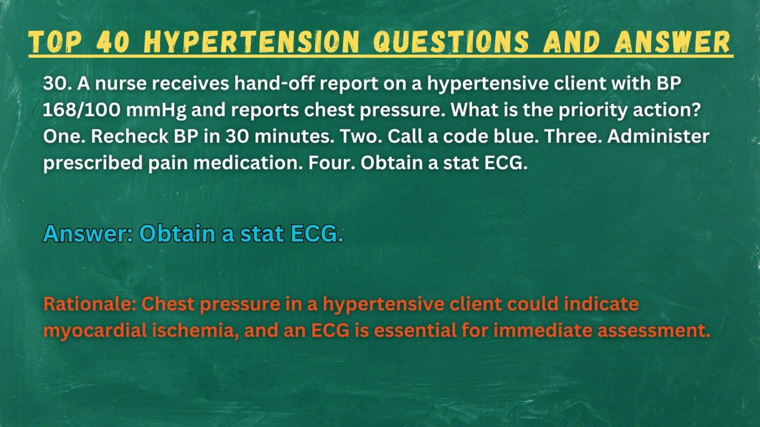Answer: obtain a stat ECG. Rationale: chest pressure in a hypertensive client could indicate myocardial ischemia, and an ECG is essential for immediate assessment.